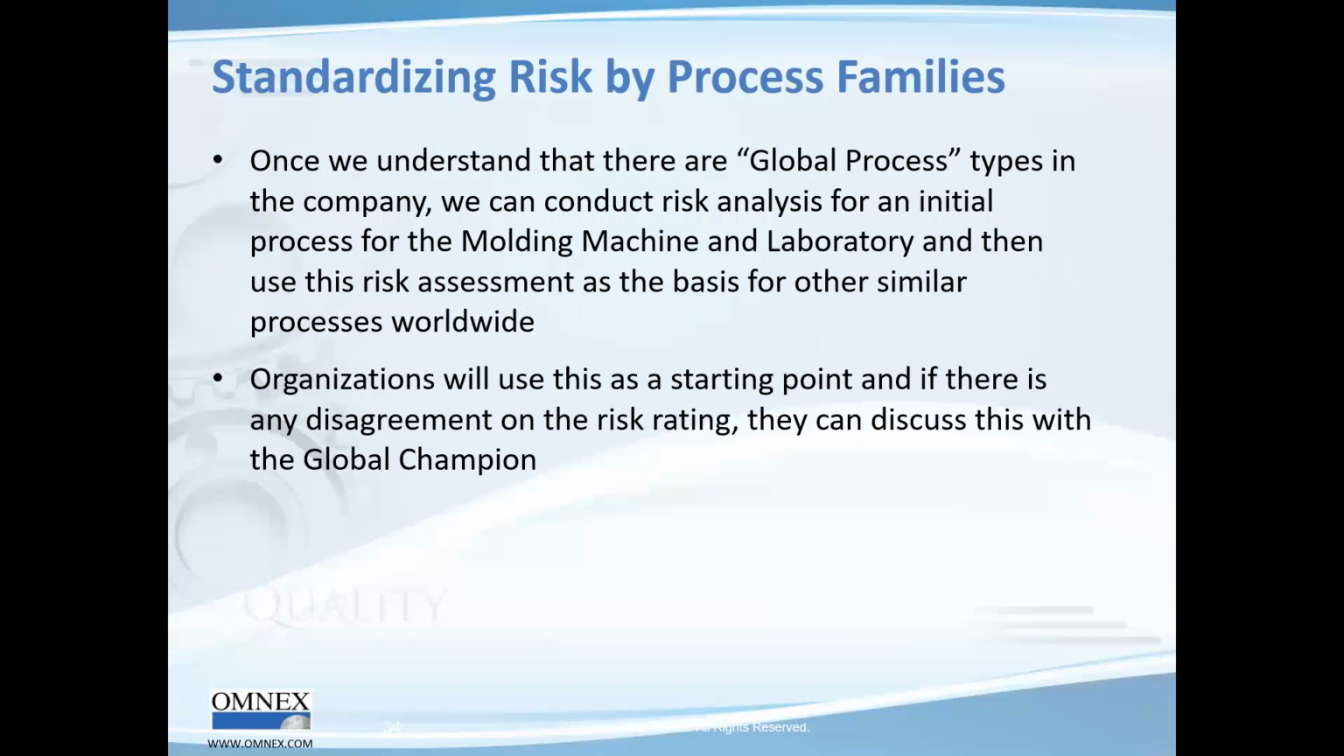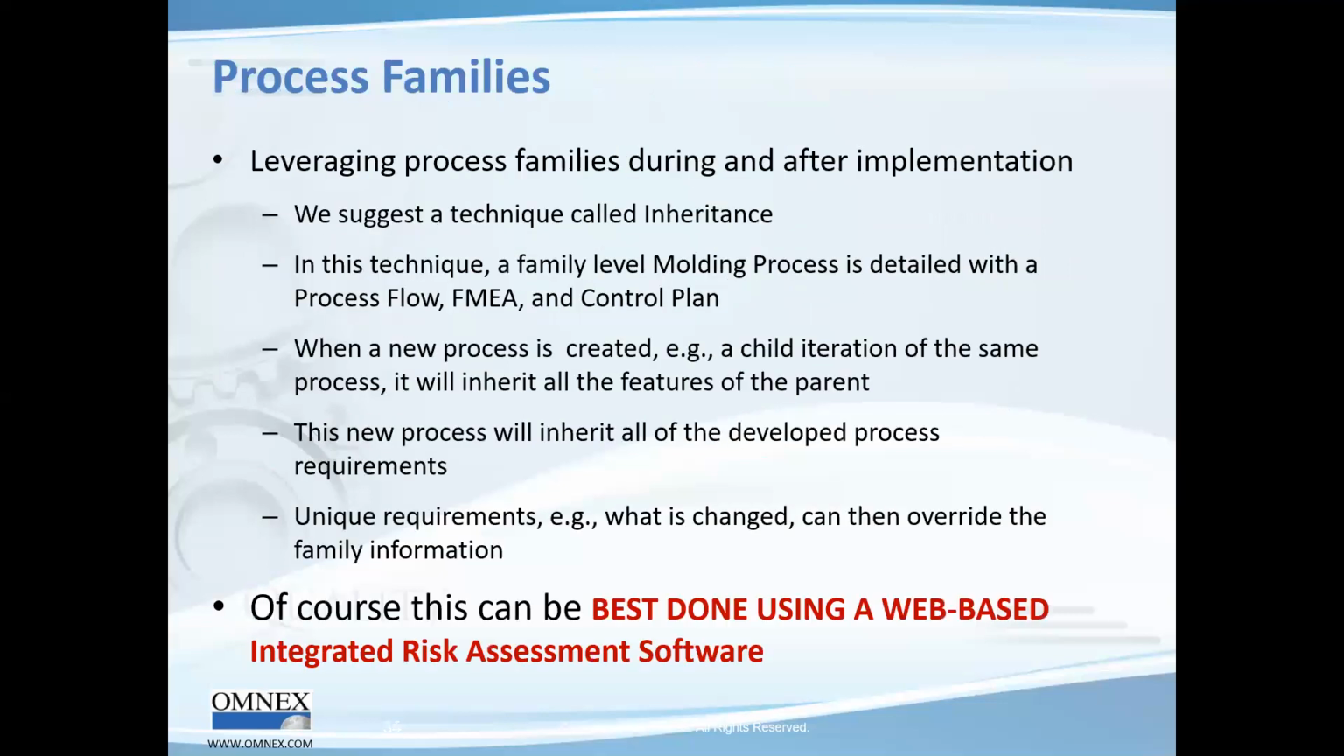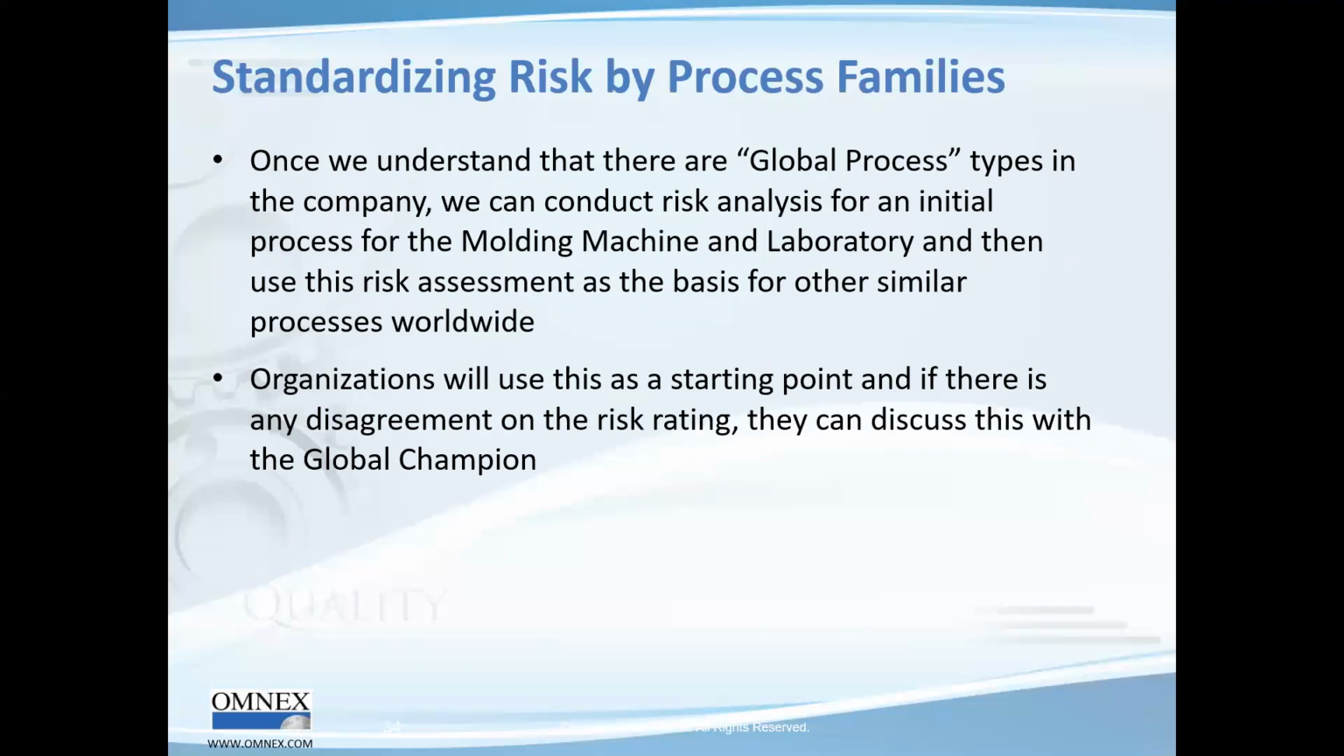Once we understand that there is a global process in the company, we can conduct a risk analysis for an initial process and then use that same risk assessment as a basis for other processes worldwide, as long as they're following a similar process. Organizations can use this as a starting point. And if there is any disagreement in risk rating, and I assure you there will be, they can discuss this with the global champion. Nowadays, with web meetings, you can get people together and discuss what it is and why one group thinks it's one way, one group thinks it's another way. And so we can come up with a consistent, acceptable rating.